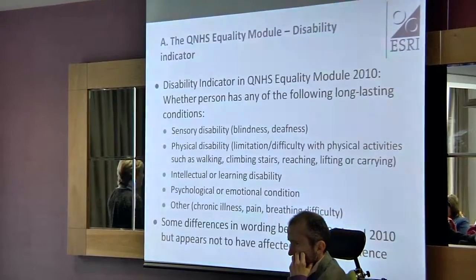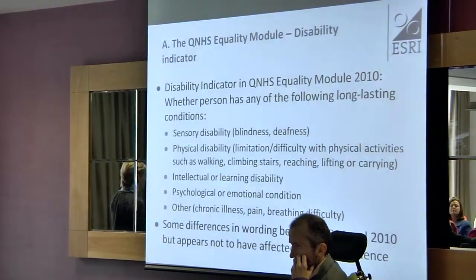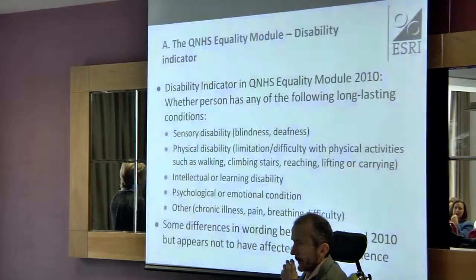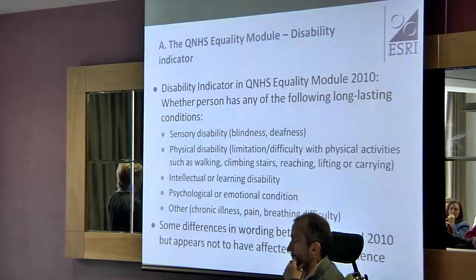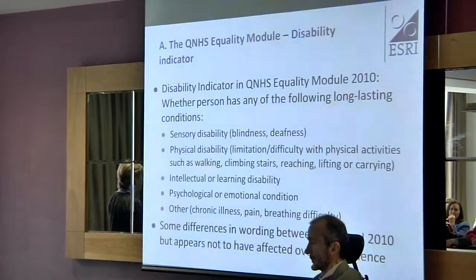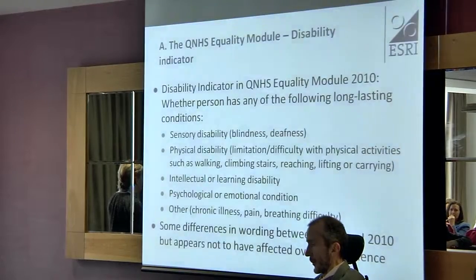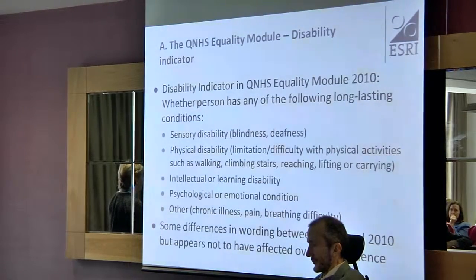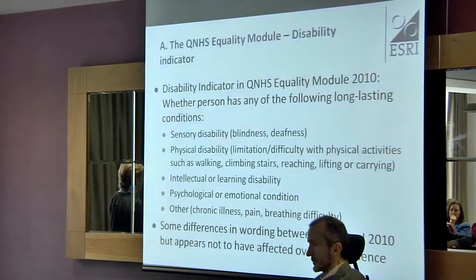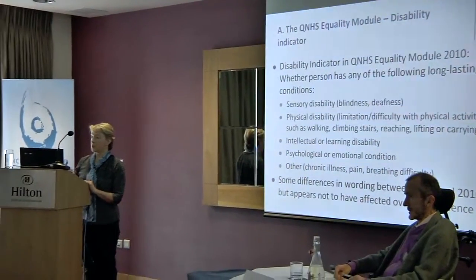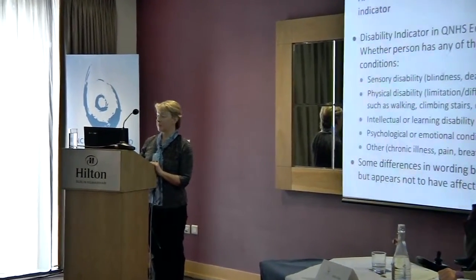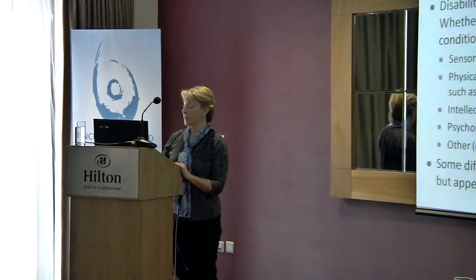How is disability measured in the QNHS Equality module? It basically asks whether the person has any of the following long-lasting conditions: a sensory disability, physical disability, intellectual or learning disability, psychological or emotional condition, or other type of condition that affects their ability to participate in social life and employment.